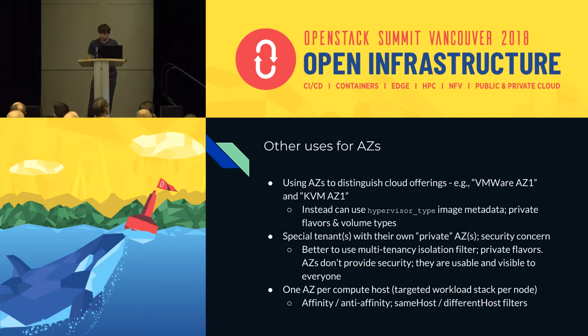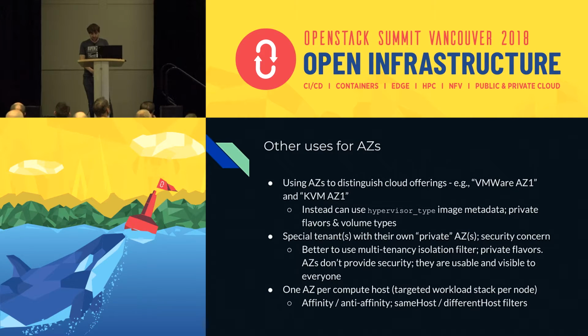So one thing I've seen people use AZs for is to let users choose between different cloud features, like I want to deploy in KVM versus VMware as a target hypervisor. Other ways of doing this: you can set the hypervisor type in your image metadata, which dictates which images go to which hypervisors, or create Nova flavors that map to your different hypervisor types.